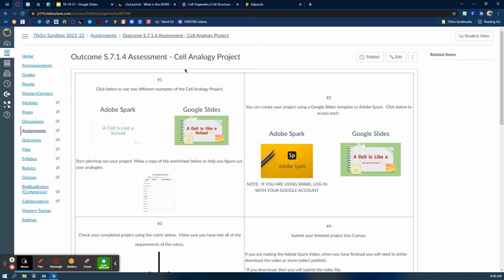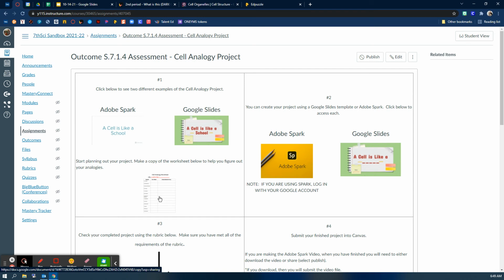The last thing that you'll probably get done today is to look at a few examples of what a cell analogy project looks like. I have both an Adobe Spark and a Google Slides. You're welcome to use either, whatever you're comfortable with. And you need to start planning out your project using this document below.